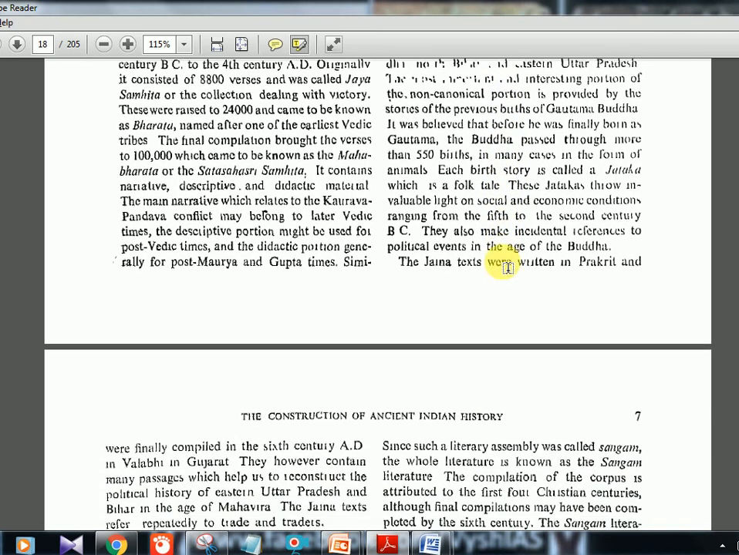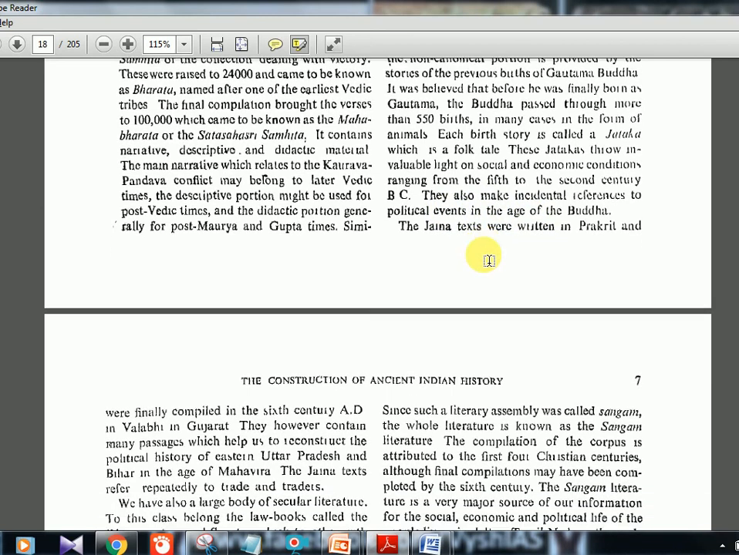One important thing you have to know again is Jataka. Jataka is actually about the previous births of Buddha. They say there were about 550 births previous to Buddha, only then the actual Buddha came. So the stories about his previous births are there in Jataka, along with incidental references to political events in the age of Buddha. So it has previous lives and also this life. It's a kind of folk tale.